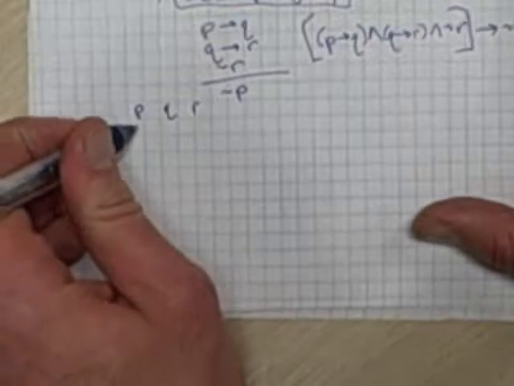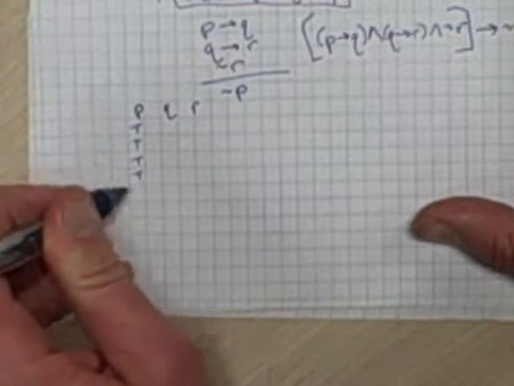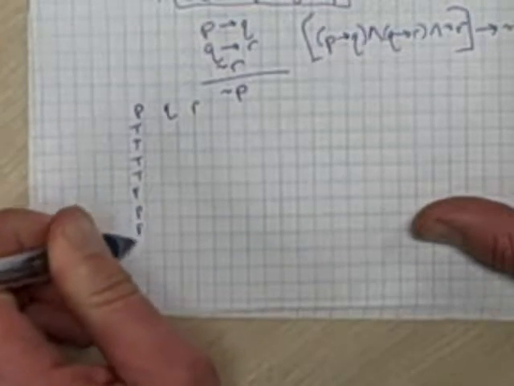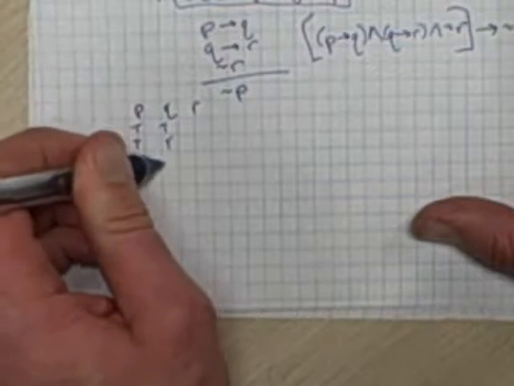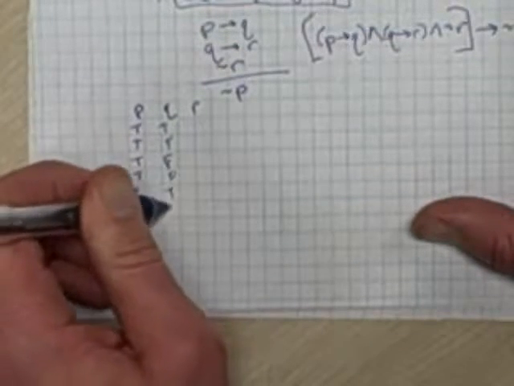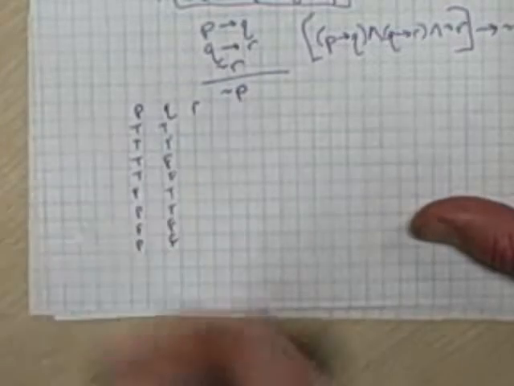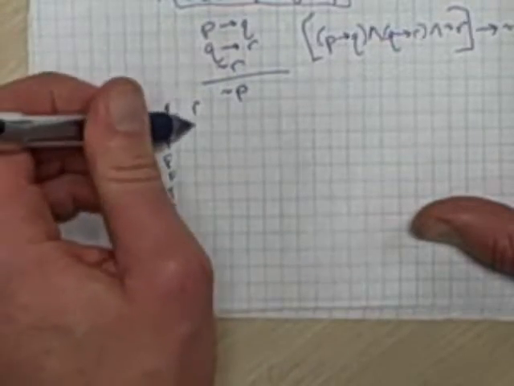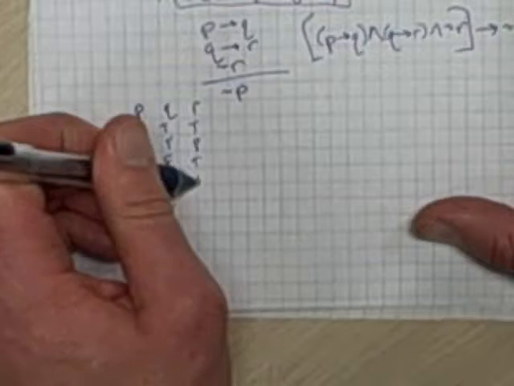Okay, P, Q, and R. Let's do it. True, true, true, true. False, false, false, false. True, true, false, false. True, true, false, false. The last one's just going to alternate my true, false values.